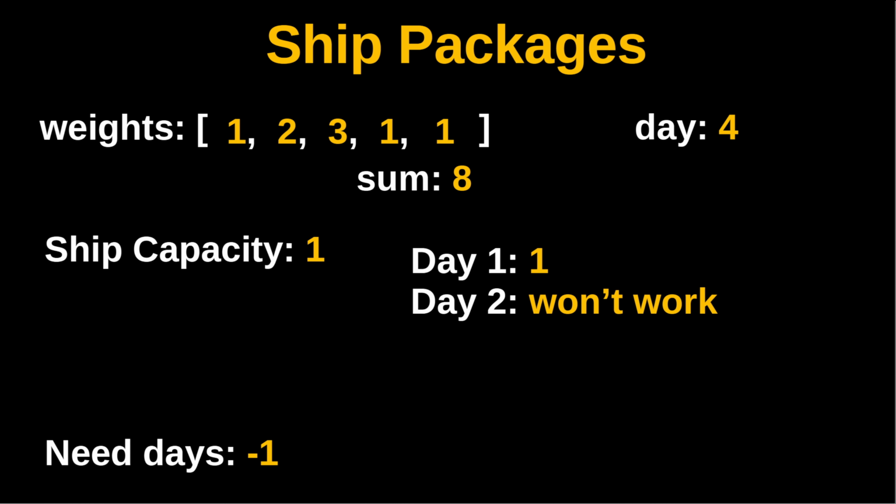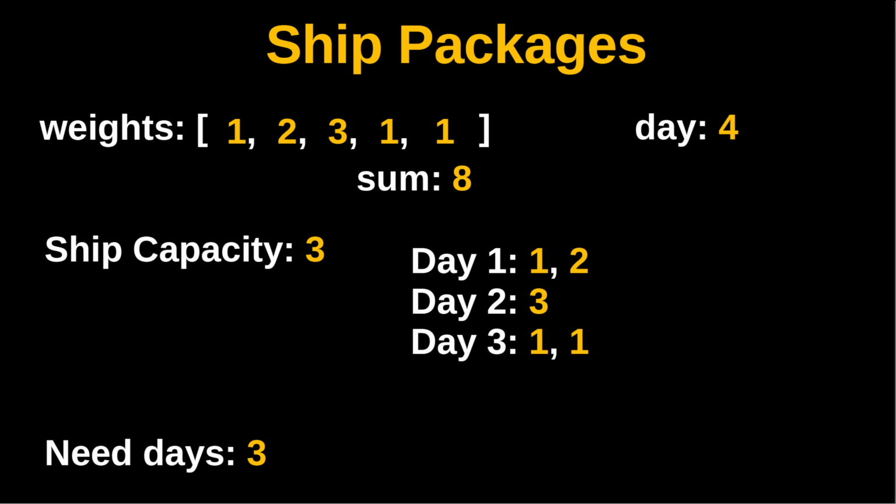Suppose that the ship capacity is 1 unit. So on day 1, we ship the first package. And on day 2, because the capacity of the ship is only 1 and the package weighs 2, this won't work. We're not allowed to divide the package into 2 and ship them on different days. So let's try a different capacity.